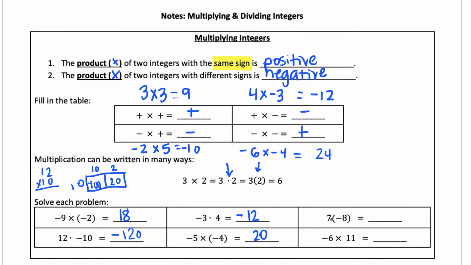In the next example, I have 7 times negative 8. The signs are different, so my answer will be negative, and 7 times 8 is 56. Negative 6 times 11, the signs are different, so I have a negative sign, and 6 times 11 is 66.